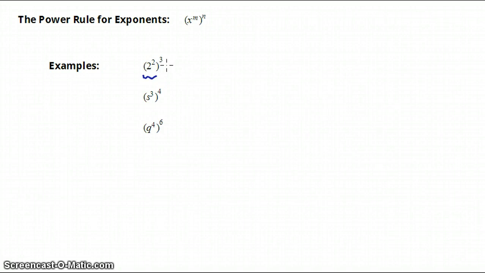If I think about what this means written out, it means I'm going to have 2 to the second power raised to the third power. So I'm going to multiply 2 to the second power by itself, and then multiply that by 2 to the second power again. Now I have 2 to the second power times 2 to the second power times 2 to the second power, which would be 2 to the second power to the third power.